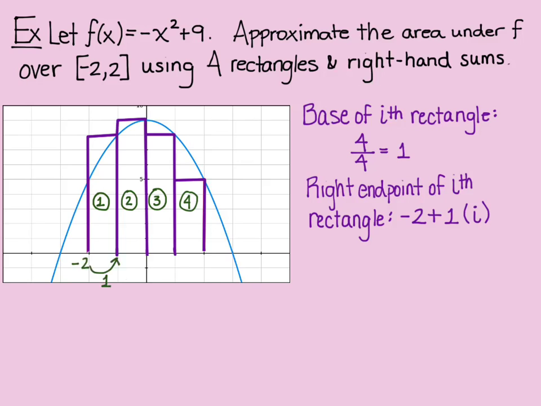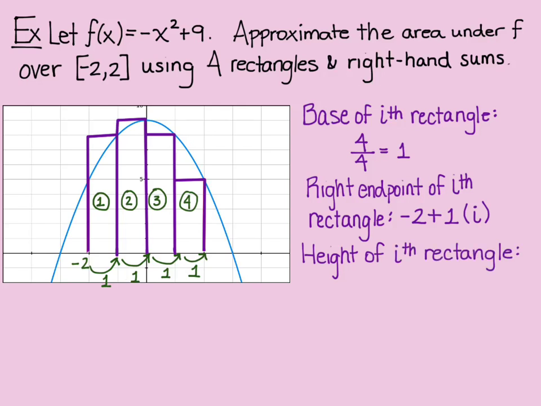Just for example, for rectangle 1, the right endpoint, we start at -2 and we move over 1, so the right endpoint happened when x is equal to -1. The second rectangle, we've moved over 1 again, so we've moved over from -2 2 times, so the right endpoint is at x equals 0. For the third rectangle, we've moved over 1 again, so the right endpoint is at positive 1. And for the fourth rectangle, we've moved over 1 again, so the right endpoint is at x equals 2.